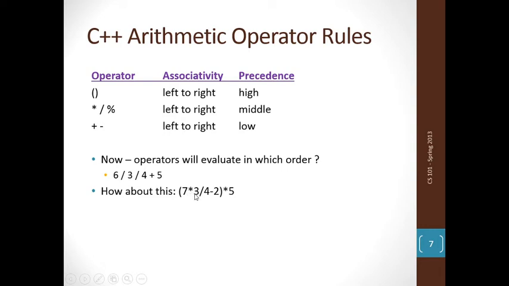Like 7 into 3, 21 divided by 4, then minus 5. So we'll evaluate them from left to right because they have associativity left to right. Multiply and divide have same precedence, and their associativity is left to right, so we will evaluate them from left to right. So 7 into 3 divided by 4 minus 2, and the result will be multiplied by 5.